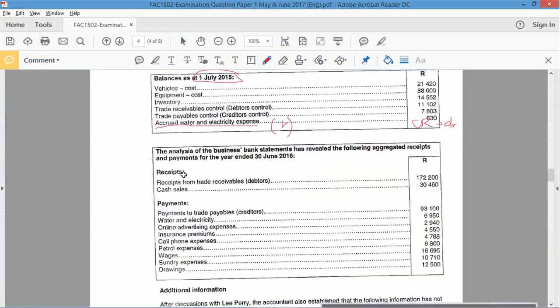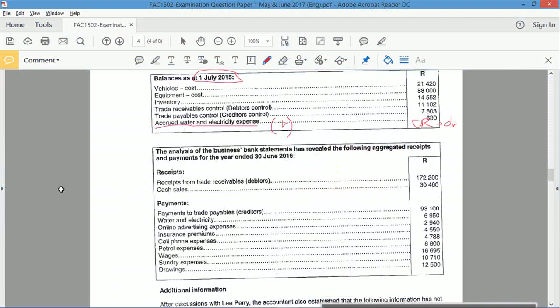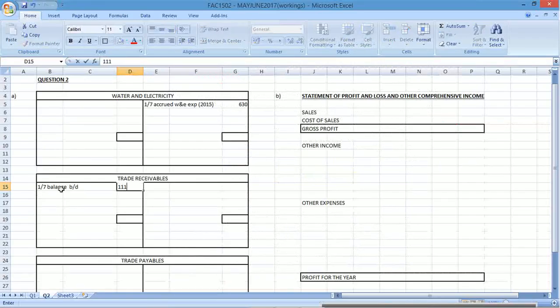What else do we need? Trade receivables. Trade receivables is where? 111020. So 111020 is the receivables opening balance. First of all, I should put the date in here. What was the date here? First of July. So 1/7 balance brought down. This was an amount of trade and other receivables, debtors, 111020. There we go. Got that figure.